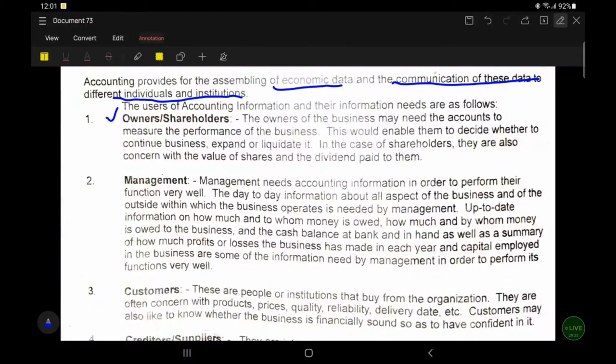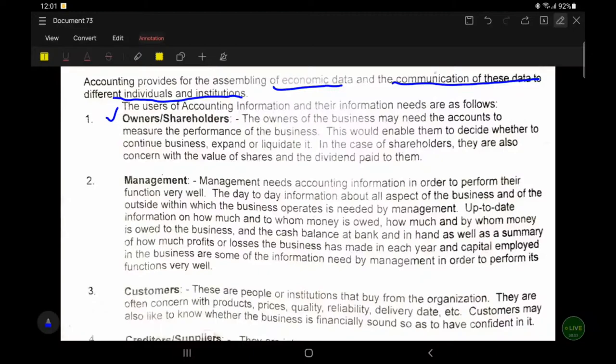And then also, they need accounting information to ensure that the resources they provided are being secured by the business without being liquidated, or without even going toward losses. Is that okay? So they need the accounting information, one, to make decisions about how to move the business to the next level, two, to know the profitability and performance of the business, and three, to know how their resources are being secured by the parties who run the affairs of the business.